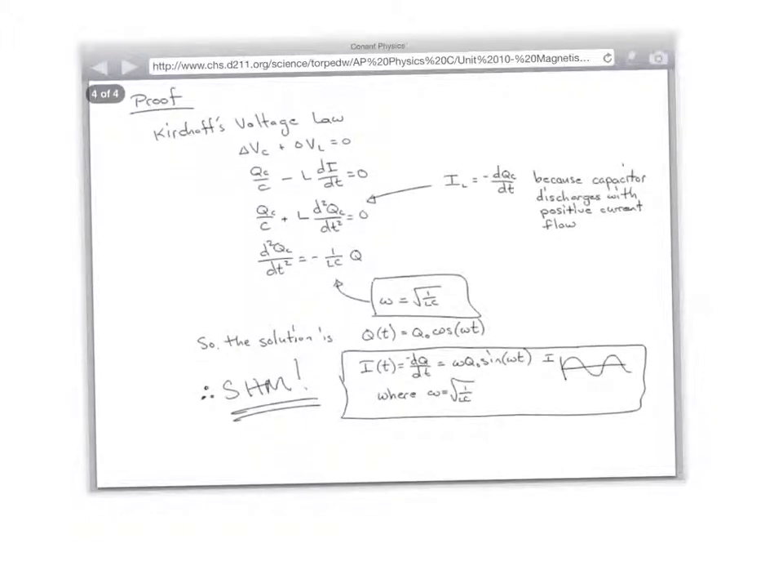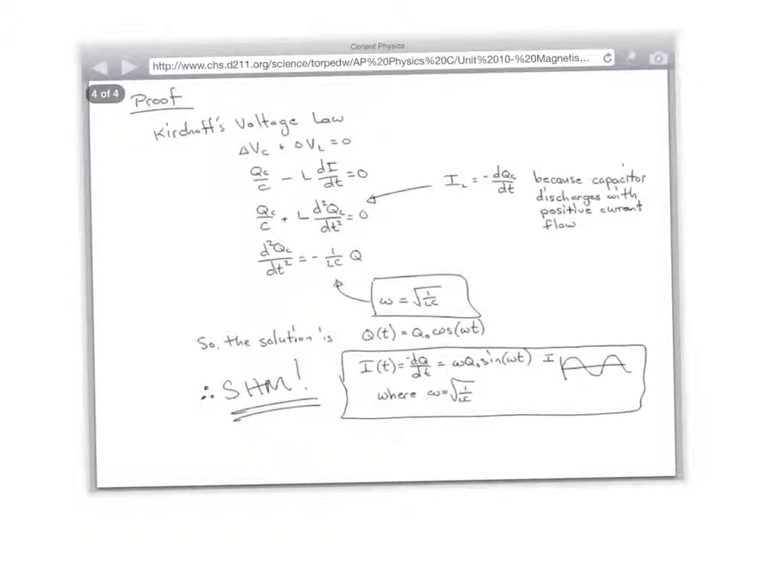That is the last problem type. So what did we do today? 2 different types of problems. RL circuits, which are either buildup or decay, and we did LC circuits, which are simple harmonic motion.